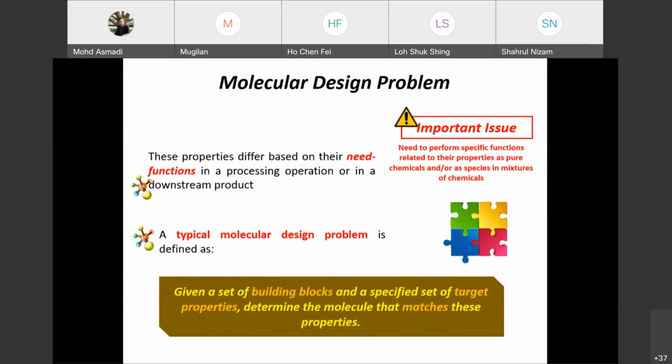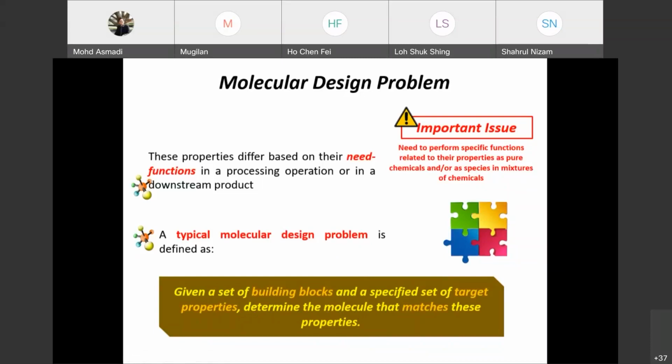Generally, the problem is: given a set of building blocks and a specified set of target properties, determine the molecule that matches these properties. So this is one of the molecular design problems.